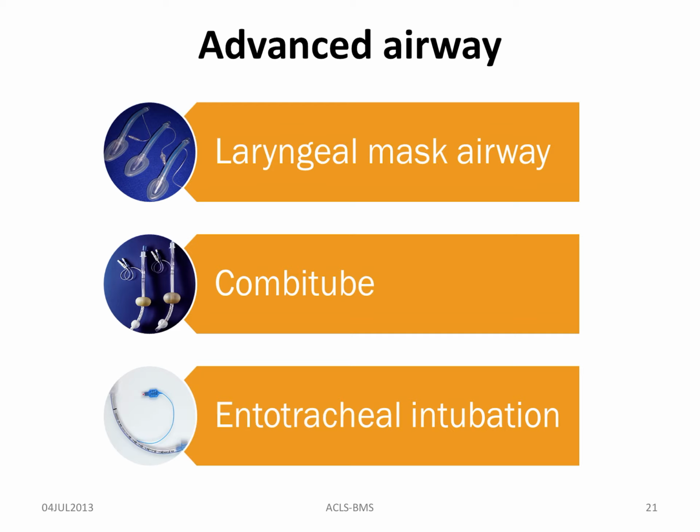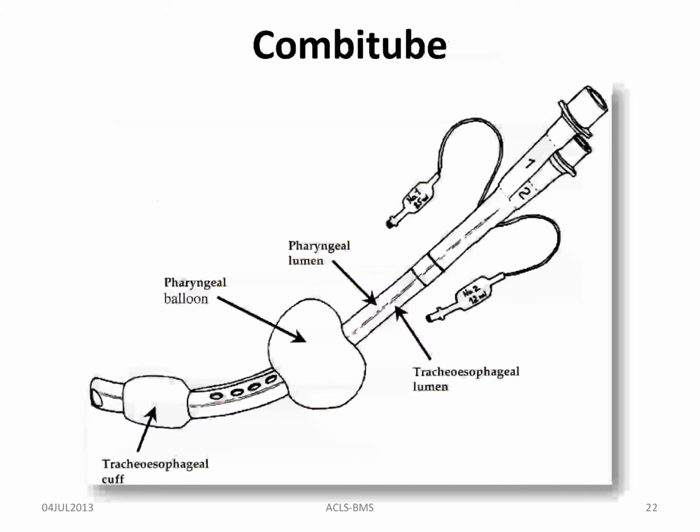Now, in basic life support, we do not need to learn all these, but in advanced life support, you should know how to put a laryngeal mask airway, Combitube, and endotracheal intubation. Since I'm trying to be more specific on basic life support, because that's something which all of us should know, I will just quickly go through it.